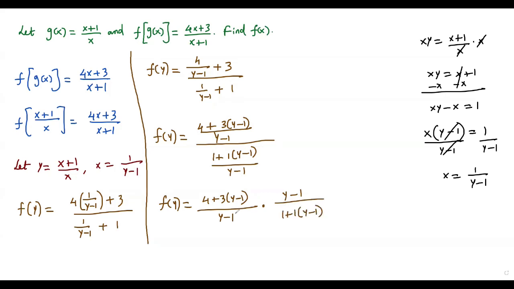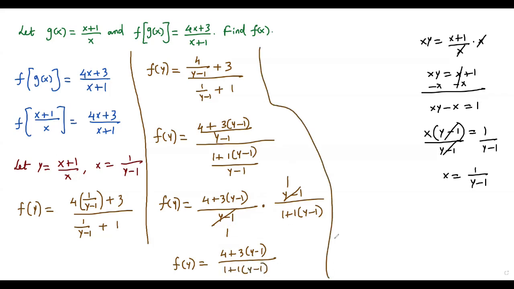Okay, so now what we can do is simplify here and here, because here the denominator is y negative 1 and here the numerator is y negative 1. So y negative 1 goes into y negative 1 one time, and y negative 1 goes into y negative 1 one time. So now what we get is f of y equals, when I multiply this numerator by this numerator 1, I'm getting 4 positive 3 times y negative 1. And here when I multiply the two denominators, 1 and this denominator, I'm getting 1 positive 1 times y negative 1.